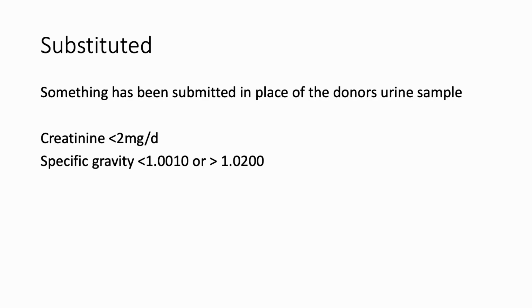A substituted result means the specimen received by the lab was not urine. After the lab evaluated the creatinine and the specific gravity, they're found to be outside the ranges normally produced by the human body. This will be discussed much further in a different video.